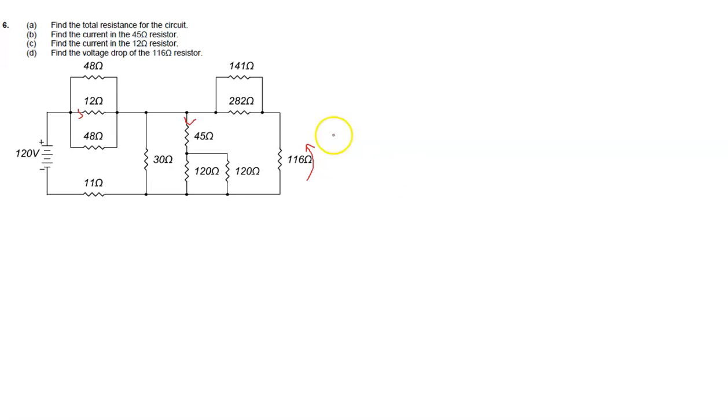Okay, so the next thing then is that we want to more or less identify series and parallel relationships. Okay, so now we can look at this one and we can say, well, these 3 resistors here, they're in parallel. These two 120s right here are in parallel. And these two here, the 141 and the 282, are in parallel. So we could do all of them as the first step.